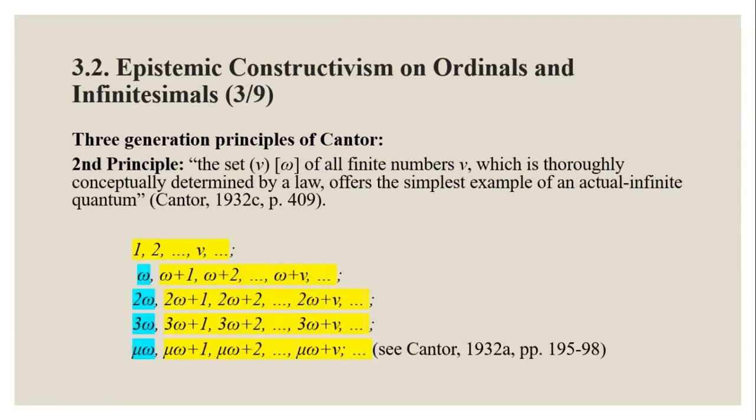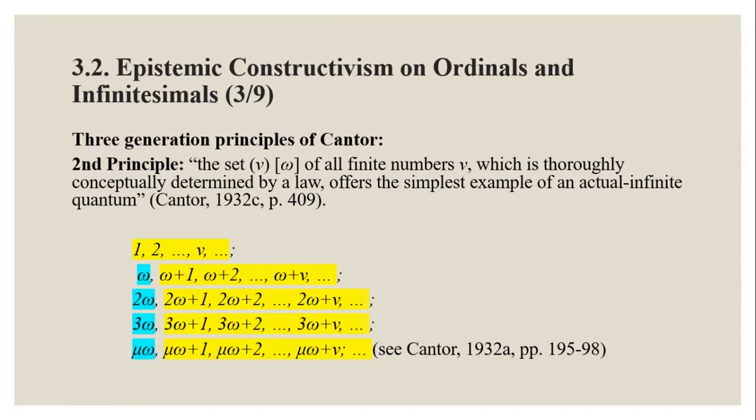When it comes to the second one, it's a great one, actually. Now, in the example, you'll see that there are two parts, one highlighted in yellow and the others highlighted in blue. All the steps highlighted in yellow are carried out by the use of the first principle of generation. We are just adding one in all the series highlighted in yellow. But the blue ones are revolutionary.